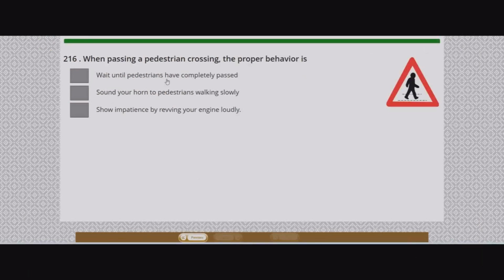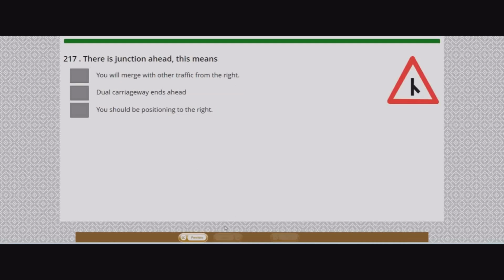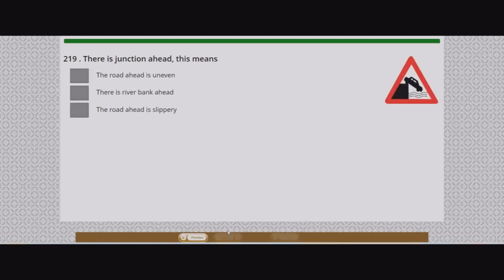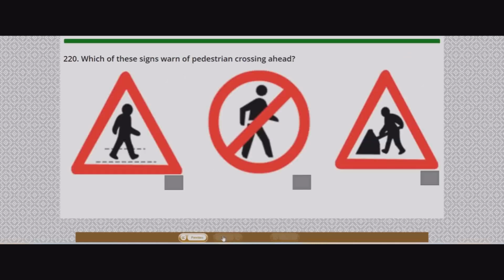When passing a pedestrian crossing, the proper behavior is to wait until pedestrians have completely passed. There is a junction ahead. This means you will merge with other traffic from the right. Which of the signs warns you of a bend on the road ahead? Second. There is a junction ahead. This means there is a river bank ahead. Which of these signs warns of a pedestrian crossing ahead?